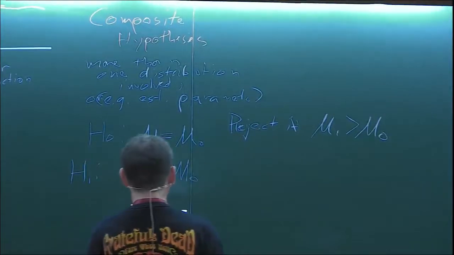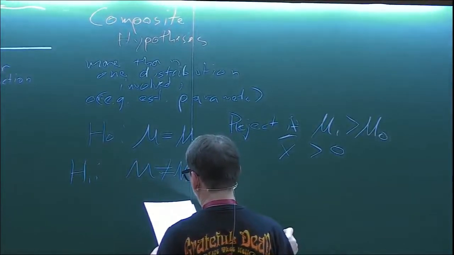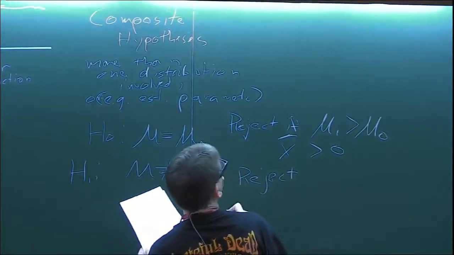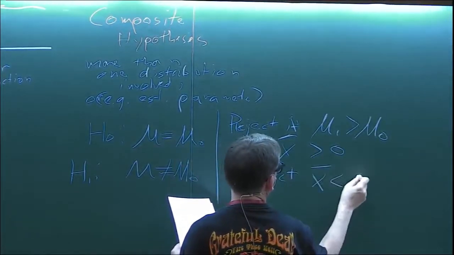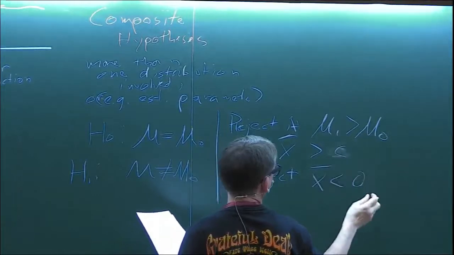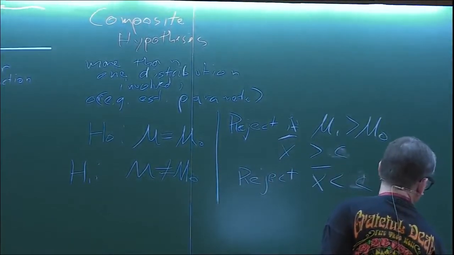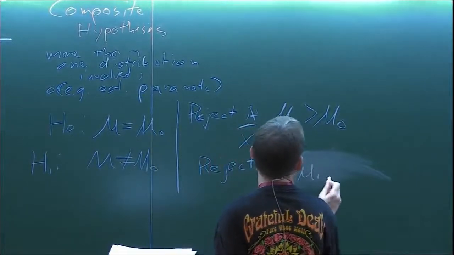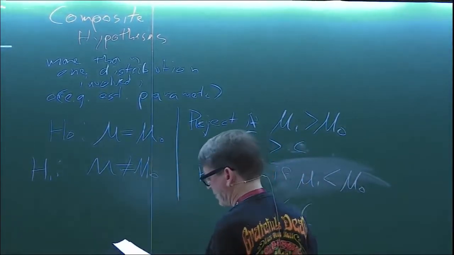And that would be essentially saying reject if the sample mean was greater than C. You also have the possibility to reject if mu1 is less than mu0, so that would be if the sample mean were less than C.